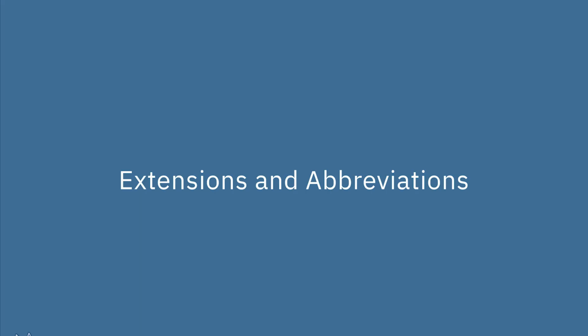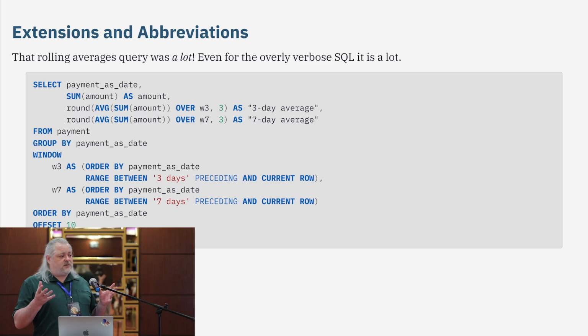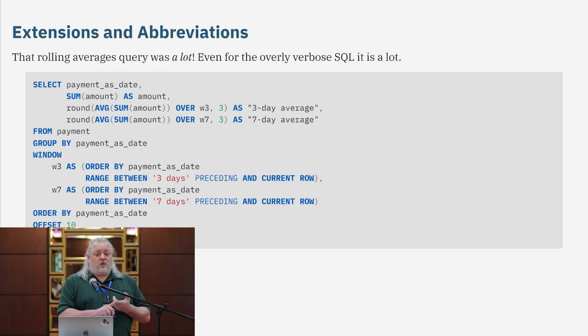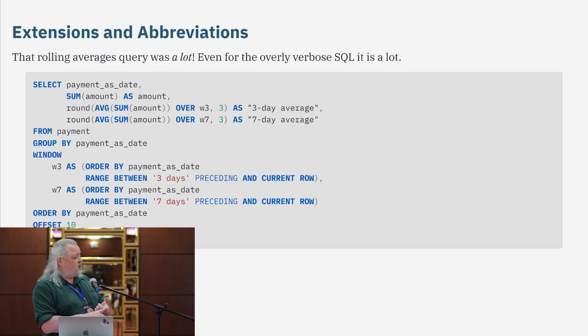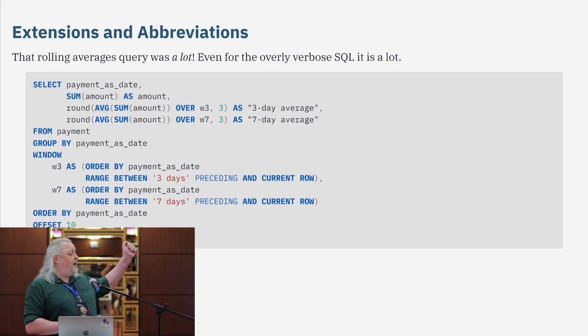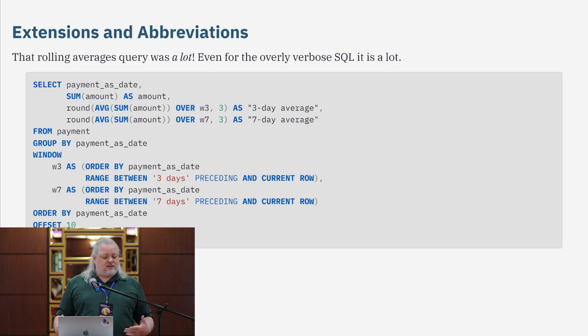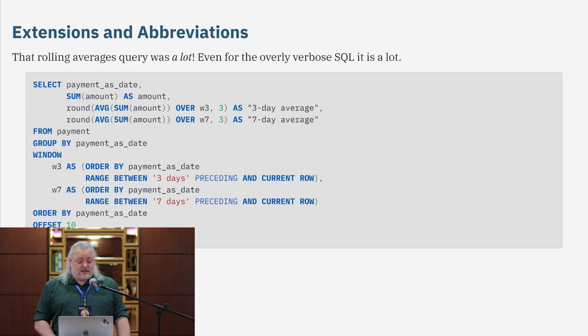Now, extensions and abbreviations, which is how we can simplify that query. Here's the query again, just to show you, and there's a lot to read here. We'd like to reduce this because, one, if we decide that we don't want to order by payment as date, we want to order by something else, we have to change it twice. And range between 3 days preceding and current row is kind of long-winded. It's a lot to type and a lot to read when you're studying this. So we can do extensions.